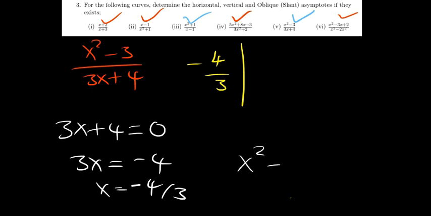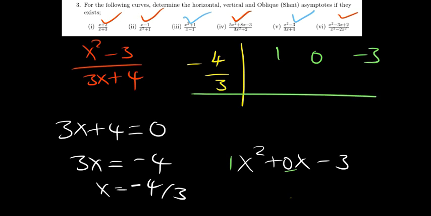So I'll introduce the imaginary parts. So we have 0x and then minus a 3. So the coefficients that we have there are 1, 0, and negative 3. So 1, 0, and negative 3. Well, how do you go about it? So first of all, drop the first coefficient and then multiply by that.